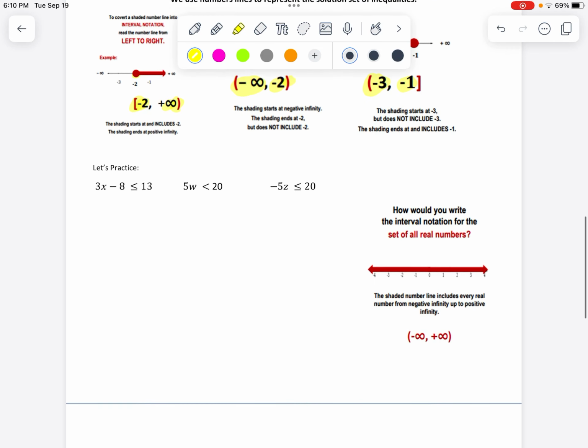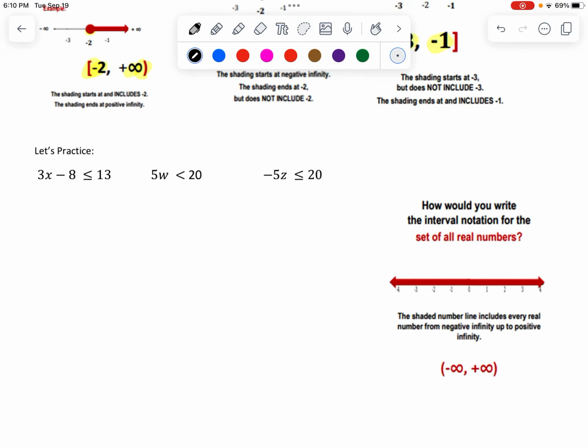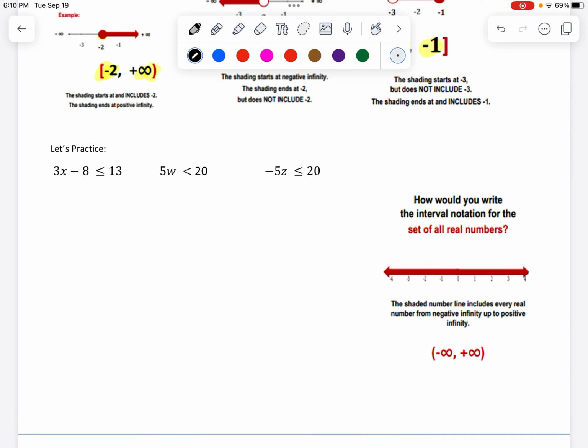All right, so let's practice and let's see how and when we would use this. So here are 3 inequalities. We're going to solve them, and then we're going to draw the number line, and then we're going to write the solution as interval notation. So just like equations, we solve them. So this would be a +8 on both sides. Bring down the 3x less than or equal to 21. Divide by 3, divide by 3. X is less than or equal to 7.